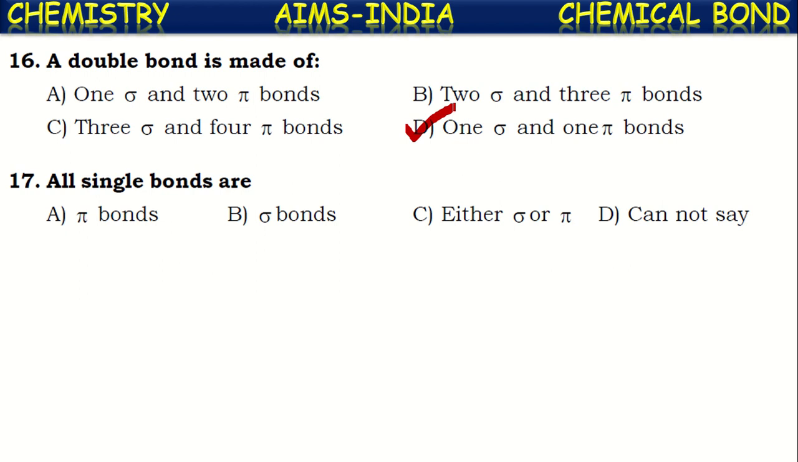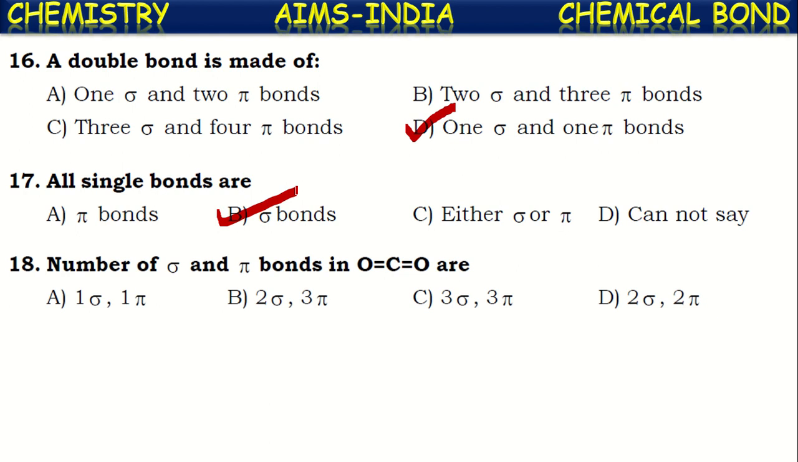Next, all single bonds are sigma bonds, because whenever two atoms approach each other for bond formation, first they result in the formation of a sigma bond only, because their orbitals overlap on their axis of nuclei, that is end to end, that results in sigma bond formation. The further bonds result in the formation of pi bonds. So the first bond will be a sigma bond.